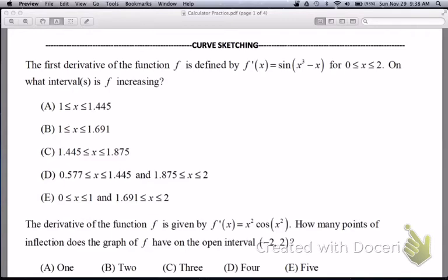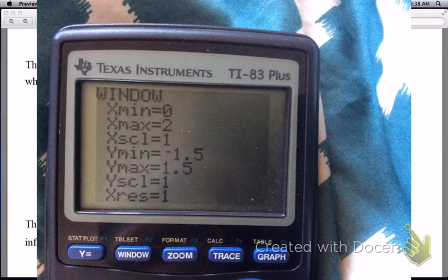When I plug it into my calculator, I'm going to look for a good viewing window. A good viewing window for the x numbers is from 0 to 2, obviously. You can fiddle with the y viewing window, but the one that I found worked best was from negative 1.5 to positive 1.5. So this is the window that I chose for my graph once I actually input the function into y1.